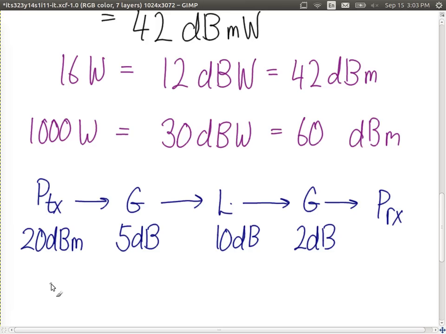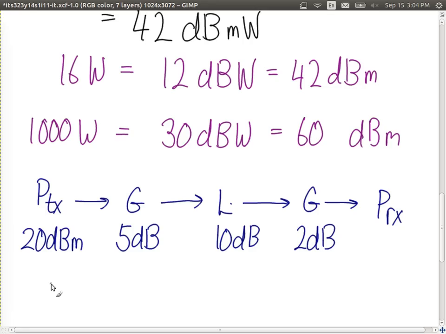We could convert that back to watts or milliwatts. 20 dBm, so divided by 10, we get 2, so I think you'll find it's 100 milliwatts. You can check. The nice thing about everything expressed in the logarithmic scale, in decibels, is that to find what is the receive power in this case, well, we have a transmit power, we have some gain. Normally, with a gain, we amplify, we multiply, and a loss, we divide. But when we're using dB, the gain is we add, and the loss is we subtract.